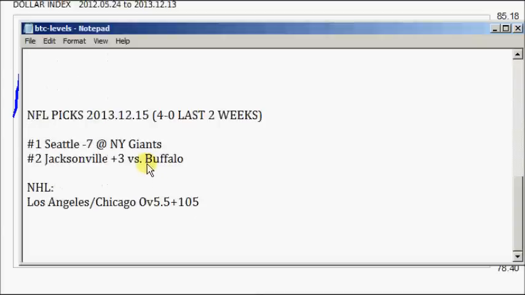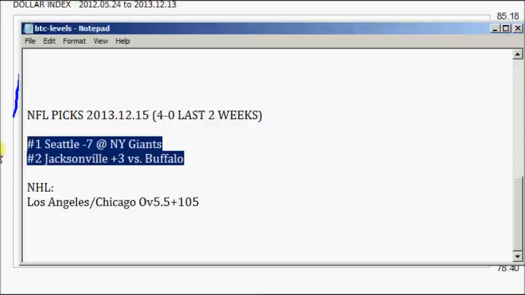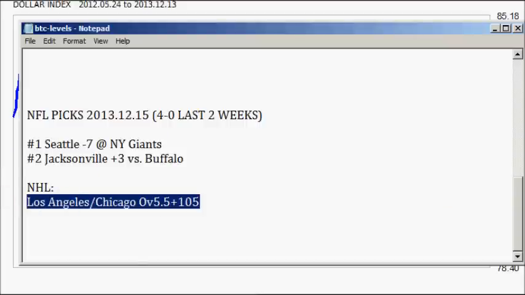And finally, we're going to do some quick selections for the last 2 weeks. Seattle laying 7 against the Giants as my top play. Jacksonville +3 against Buffalo, but I think the even stronger plays are in hockey, and that's Los Angeles and Chicago over 5.5 total goals.